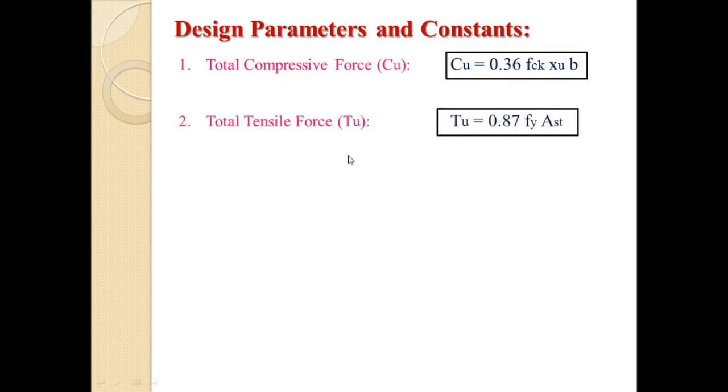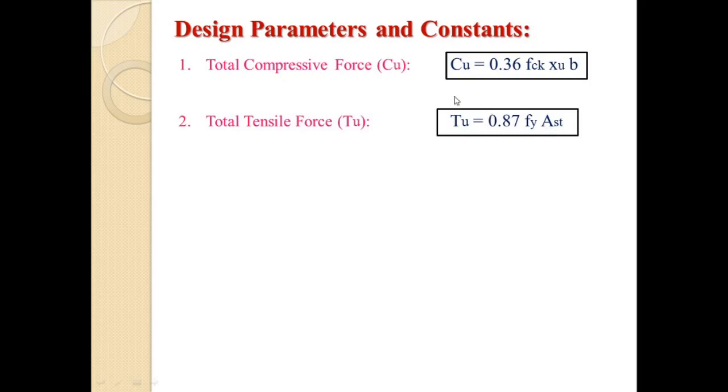Next is the total tensile force, that is Tu, which acts below the neutral axis, at the reinforcement where we are providing it. So this Tu = 0.87 fy Ast. This fy is the yield stress of the steel, and Ast is the area of the reinforcement bar.